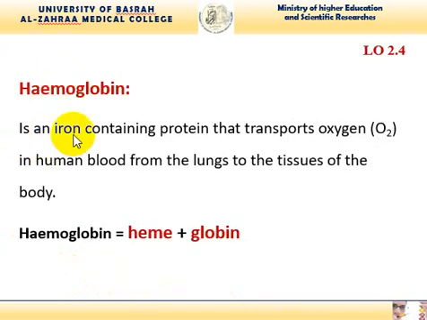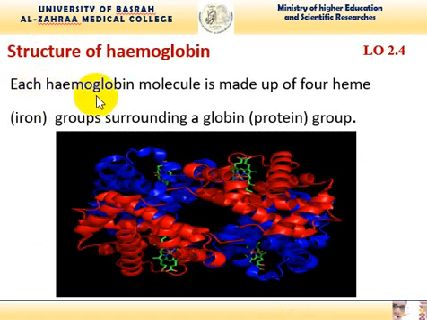Hemoglobin is an iron-containing protein that transports oxygen in human blood from the lungs to the tissues of the body. So, hemoglobin means heme plus globin. Each hemoglobin molecule is made up of 4 units of heme, so the green colored units are heme units, or heme groups, iron groups, surrounded by globin protein chains.